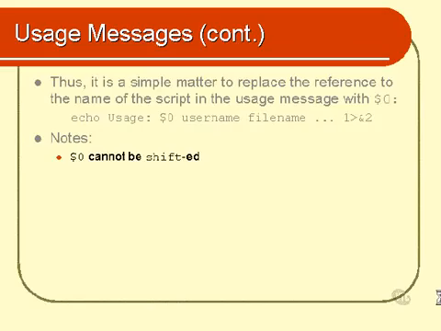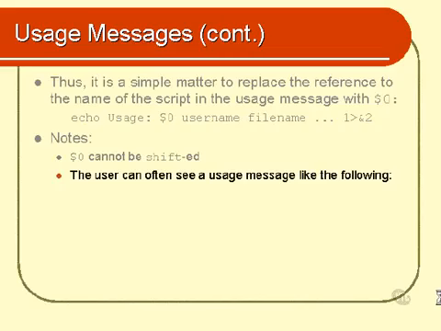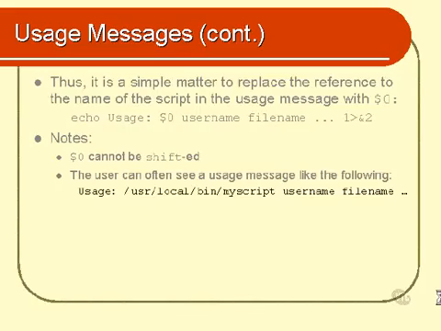It's also interesting to keep in mind that the user can often see a usage message. If you use the $0 option just like this, you can end up with usage messages that look like the following. Usage: /user/local/bin/myscript, and then the rest of the usage message. Now that's probably quite accurate. If that happened to be the way they called it, they may have actually typed that in on the command line. But it doesn't make for a very user-friendly usage message.